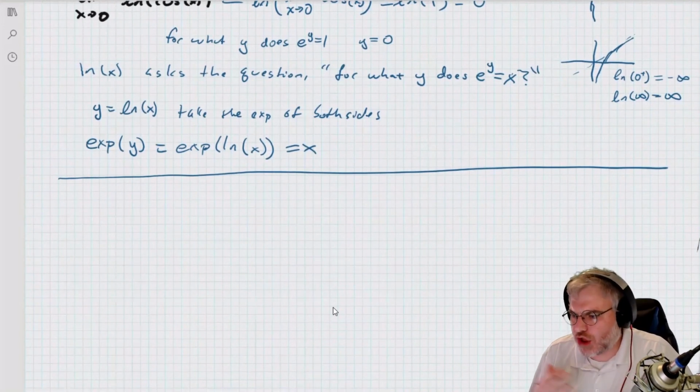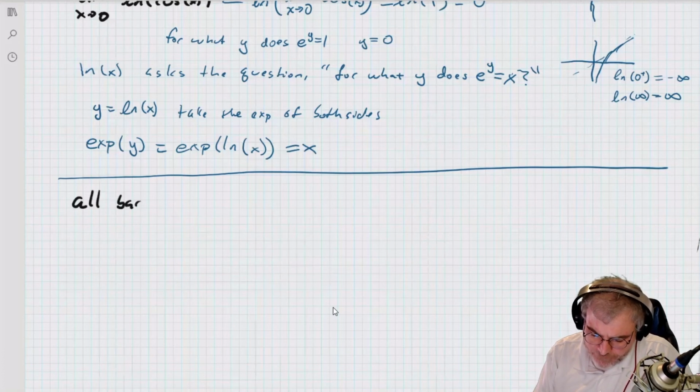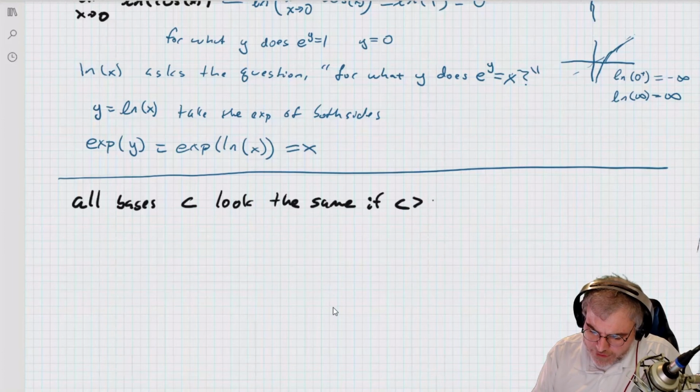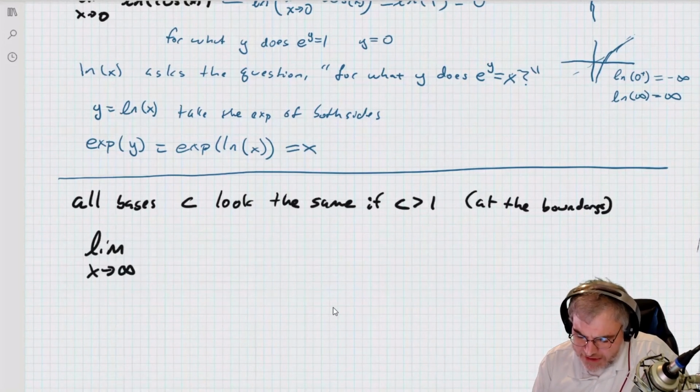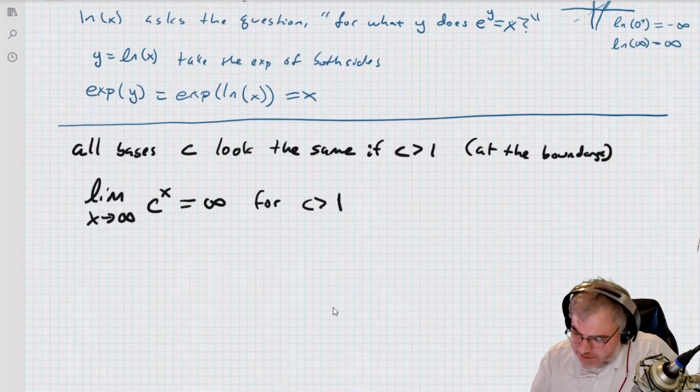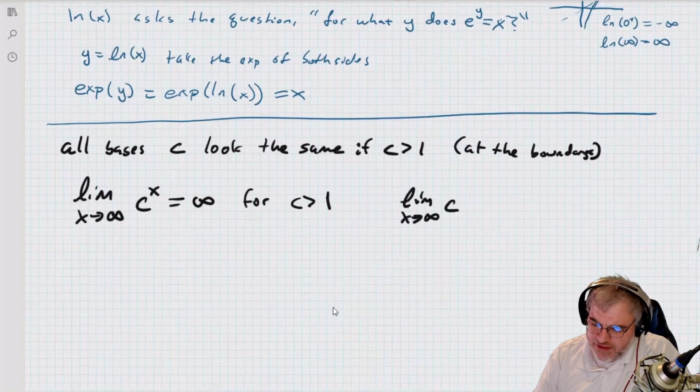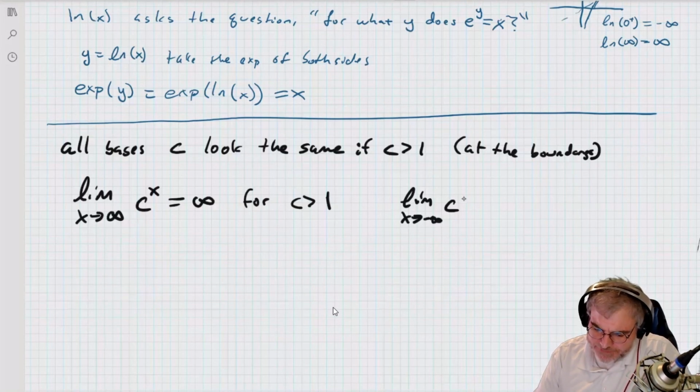All of these functions at the extremes look the same, so all the bases c look the same if c is greater than 1 at the boundaries. What I mean by that is the limit as x goes to infinity of c to the x equals infinity for c greater than 1. As long as my c is greater than 1, I don't care. And the limit as x goes to negative infinity of c to the x equals 0 for c greater than 1.